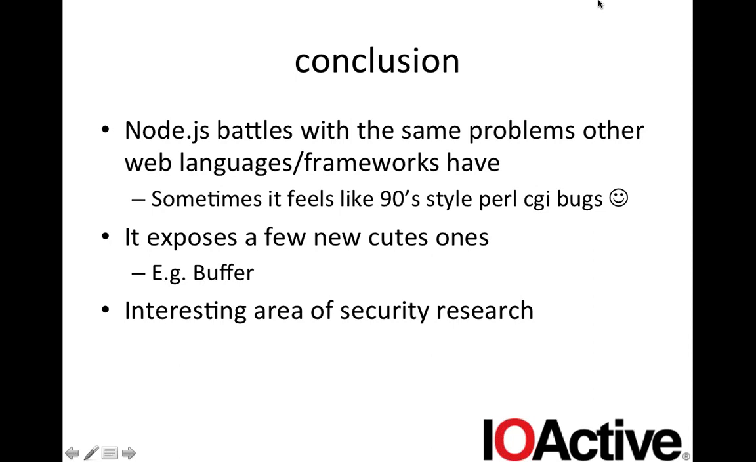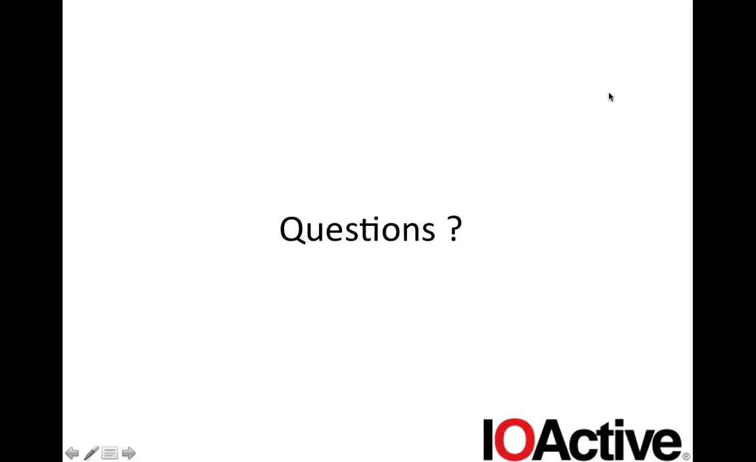Additionally, if you look for security bugs, it sometimes feels a little bit like 90s style Perl CGI bugs, right? When I was looking at this, the most interesting thing I saw was this buffer thing, which is really Node.js specific, and it has a lot of potential for information leak bugs. Also, I think this is just the tip of the iceberg. I think there's lots and lots of interesting security research that we can still see in Node.js applications. Okay, that was pretty much it.